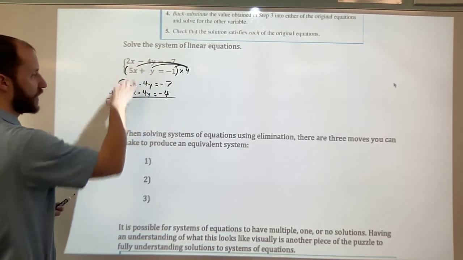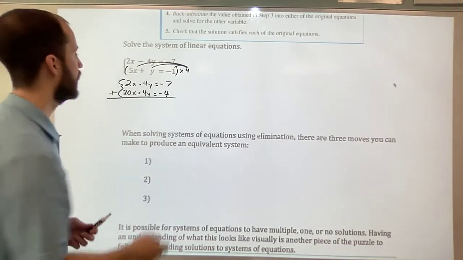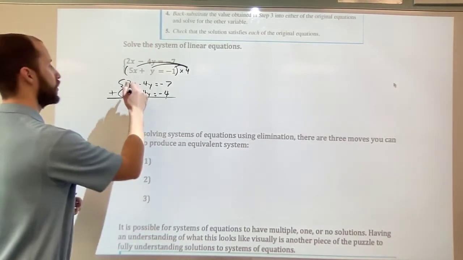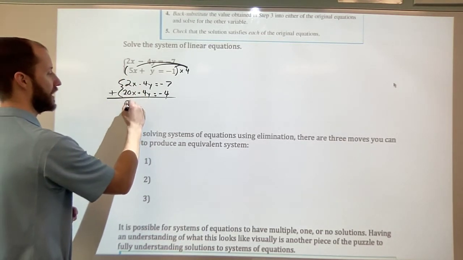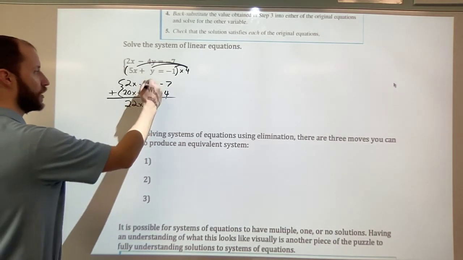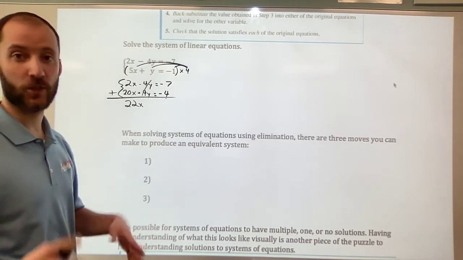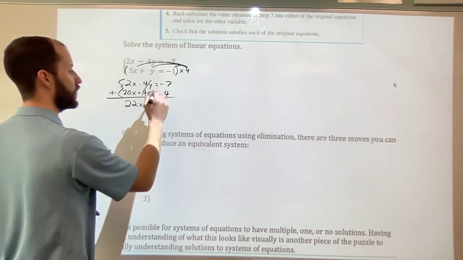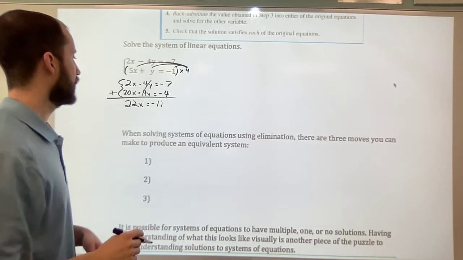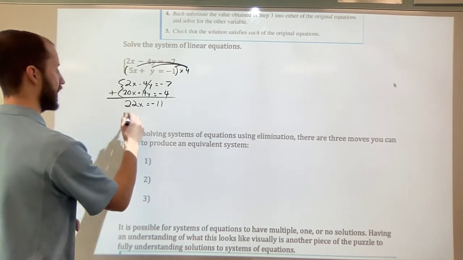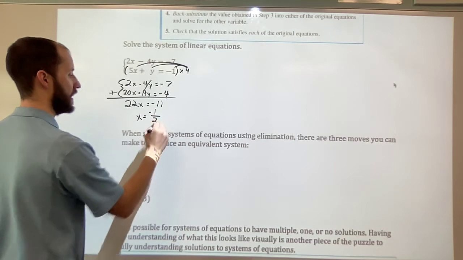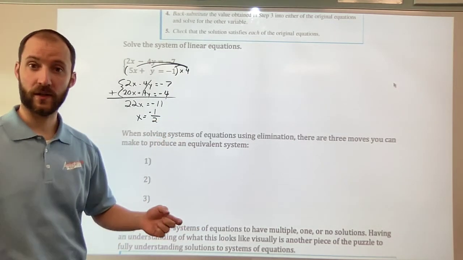Everything on the left, add together, combine any like terms. Anything on the right, add together, combine any like terms. So 2x and 20x, 22x. Negative 4y and 4y cancel out, which is what we wanted to happen, so we're happy, that's good. Negative 7, negative 4 is negative 11. So then we solve for x, divide both sides by 22. X is negative 1/2. Oh my goodness, we got a fraction.